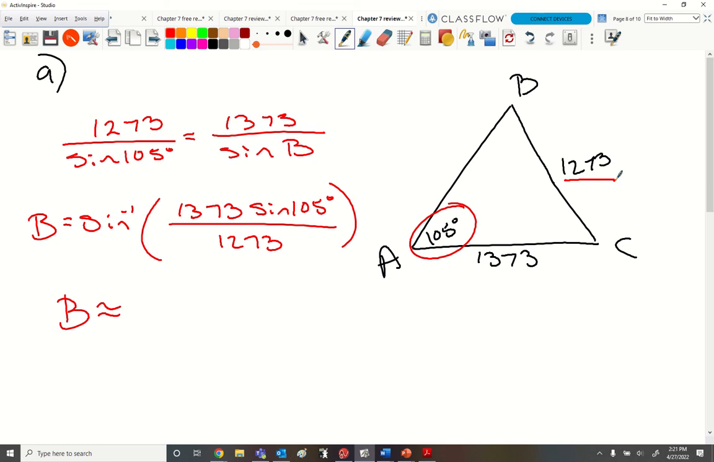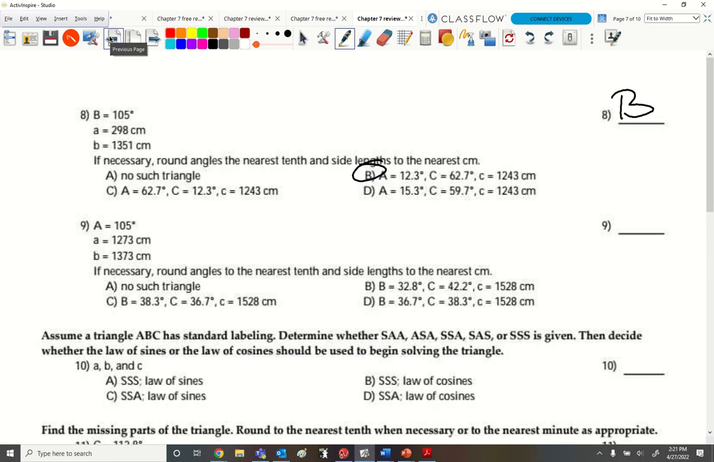Oh, actually no, because B could have been even bigger, but no. Actually, no, it can't. You didn't do all that work for nothing. This is how we test to see. When your calculator says undefined, you know that there is no such triangle. And so I write letter A.